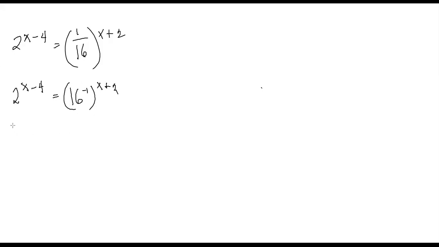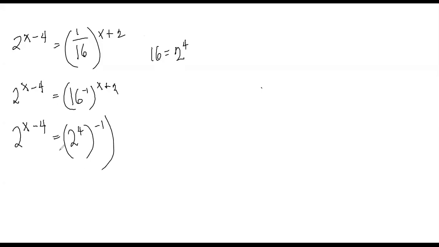Meron ba? Sir, 4? Okay, 4. So we have 2 raised to x minus 4 equals, ang 16 natin ay 2 raised to 4, di ba? So, we have 2 raised to 4. Tapos, mayroon pang negative 1. X plus 2. O, nakuha ba?